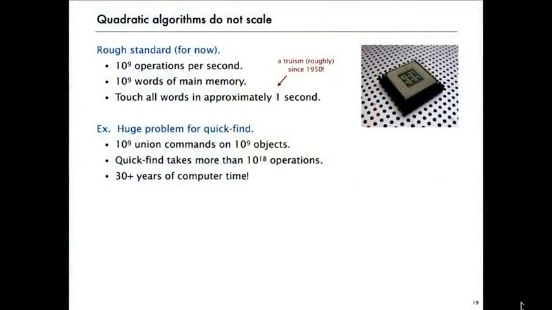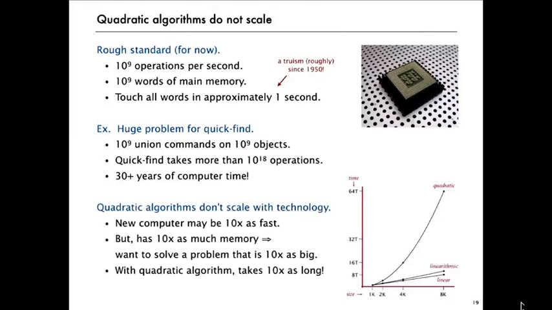Now, what that means is that with that huge memory, we can address huge problems. So we could have billions of objects and hope to do billions of union commands on them. But the problem with that quick find algorithm is that that would take 10 to the 18th operations, or say array accesses or touching memory. And if you do the math, that works out to 30-some years of computer time. Obviously, not practical to address such a problem on today's computer. And the reason is, and the problem is, that quadratic algorithms don't scale with technology.